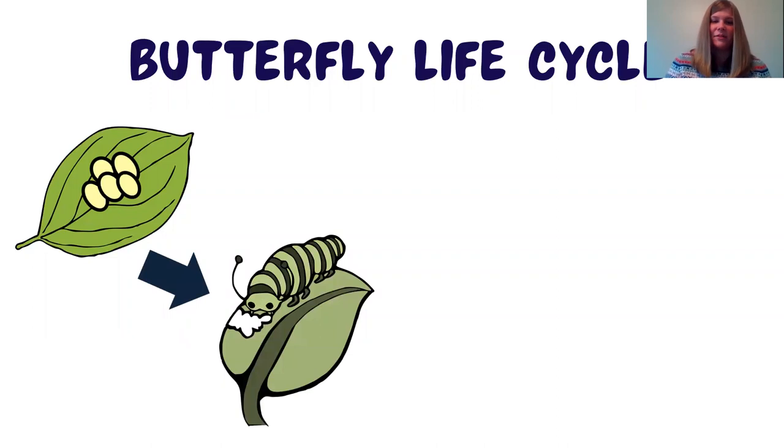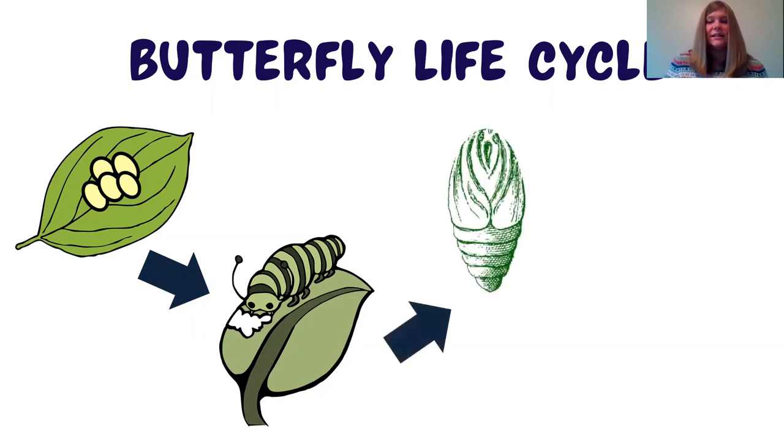Caterpillars actually hatch from the eggs. And the caterpillar's job is to eat and eat and eat and build up that food as energy. Now, caterpillars will grow up to 100 times their original size, and they actually split and shed their skin, kind of like a snake does, because they're growing so much. So they'll split and shed their skin 4 to 5 times. So then we move on to our next step, which is the chrysalis.